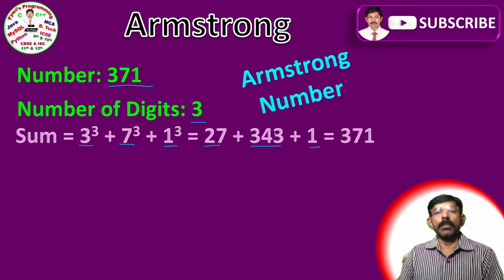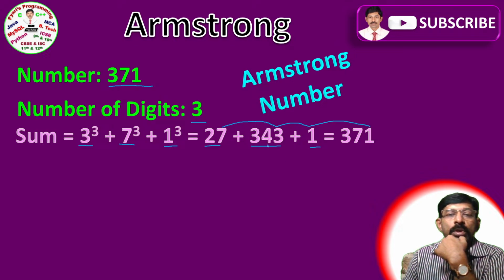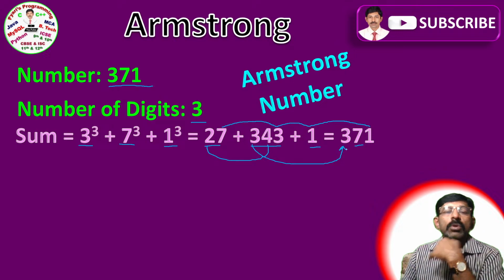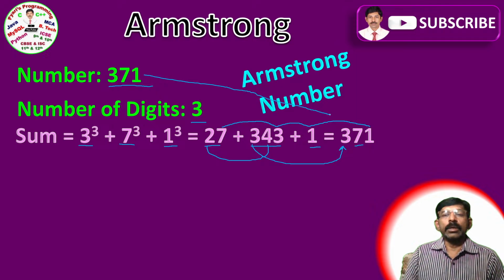Adding it, 3 plus 1 is 4. Or we can say 7 plus 3 is 10 plus 1 is 11. 1, carry 1. Carry 1 is added with 4 is 5. 5 plus 2 is 7. So that's why this is 7. And we have 3 over here. So this becomes your 371, where the original number and the sum are the same. So that's why it is an Armstrong number.